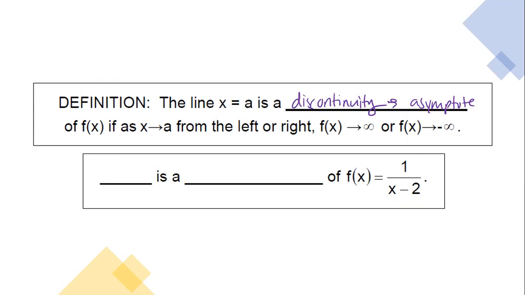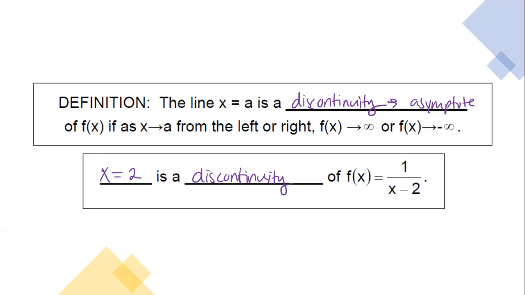Why isn't there a value there? It's creating some type of error in your graph. Okay. And so in this graph, our error comes because of an asymptote. Okay. So in conclusion here, x equals 2 is a discontinuity of f of x equals 1 over x minus 2, because it's an error in the function.